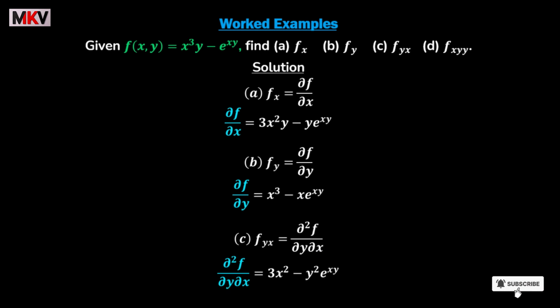The next term is to differentiate f sub y with respect to x. We've already found f sub y, so we take this function and differentiate with respect to x. We have 3x squared minus y squared e to the power xy. So this is how partial derivatives are determined. The last question, which is f sub xyy, I'll leave for you to solve to get a better understanding of partial derivatives.